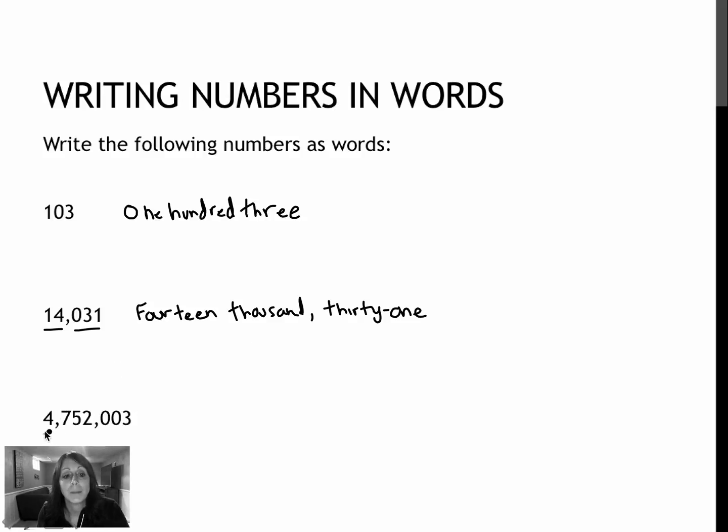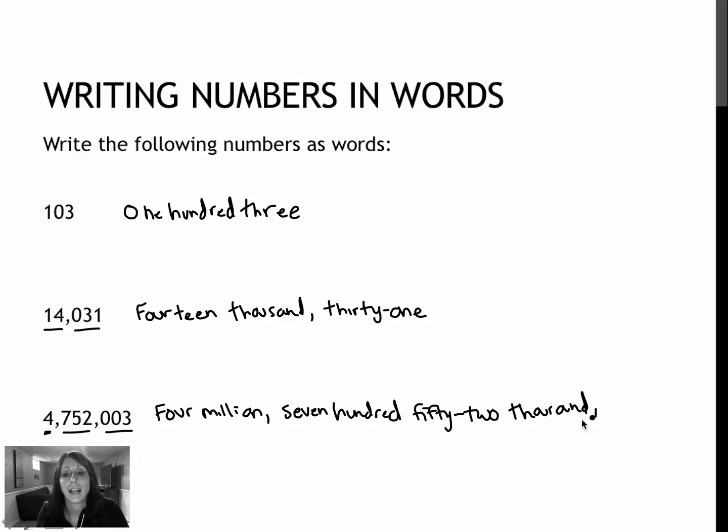For my last example, I'm going to start with a 4 that is in the millions period, so it's 4 million, comma, I've got 752, and that's in the thousands place, so 752. Notice I'm using the hyphen, and that's in the thousands place, so 4,752,000. And the last one is I have a 3 in the ones place. 3.